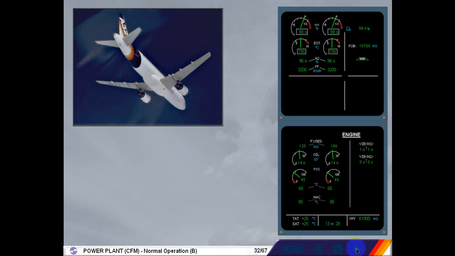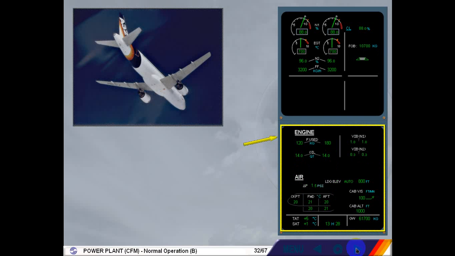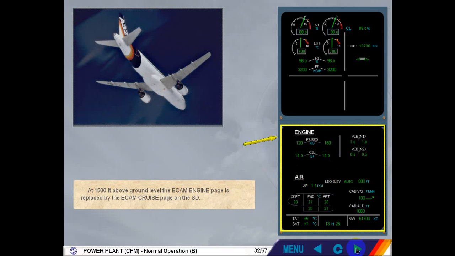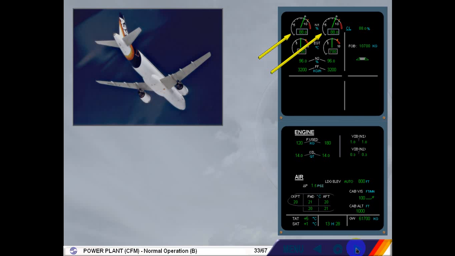At 1500 feet above ground level, the ECAM engine page is replaced by the ECAM cruise page on the system display. Watch the N1 indicators. When the N1 value changes, an N1 command arc is displayed in blue, from the current N1 to the new N1 value. Note, it is only displayed with auto thrust engaged. When the new N1 value is reached, the command arc disappears. Let's see it one more time closer.